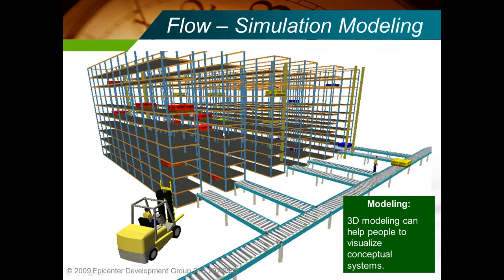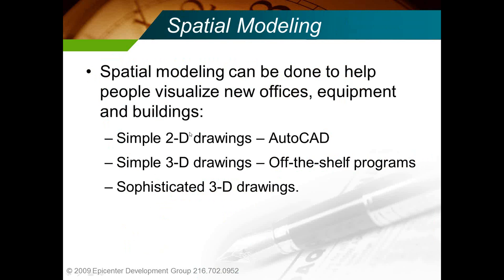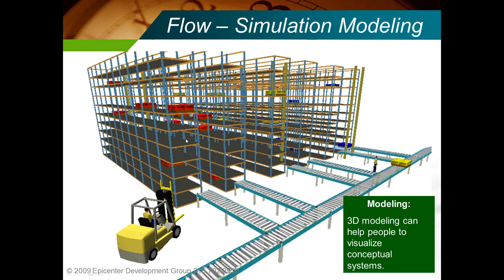Of course, another way that we do a lot of looking at flow is simulation modeling, whether it's a 2D or 3D model. This is an example of a 3D model. We have an ASRS, automatic storage retrieval system, conveyors with pallets moving, people, forklifts. So that's looking at flow.